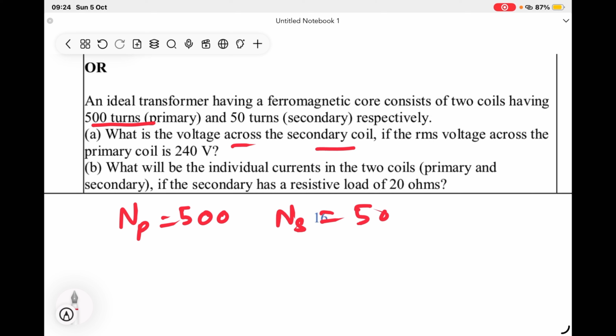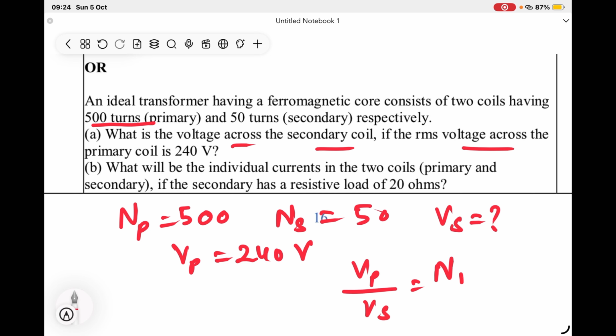What is the average voltage across the secondary? V secondary is asked, and V primary is given as 240. So this is simple. You can simply use V primary by V secondary equals N primary by N secondary, and substitute. You will be able to find out V secondary.